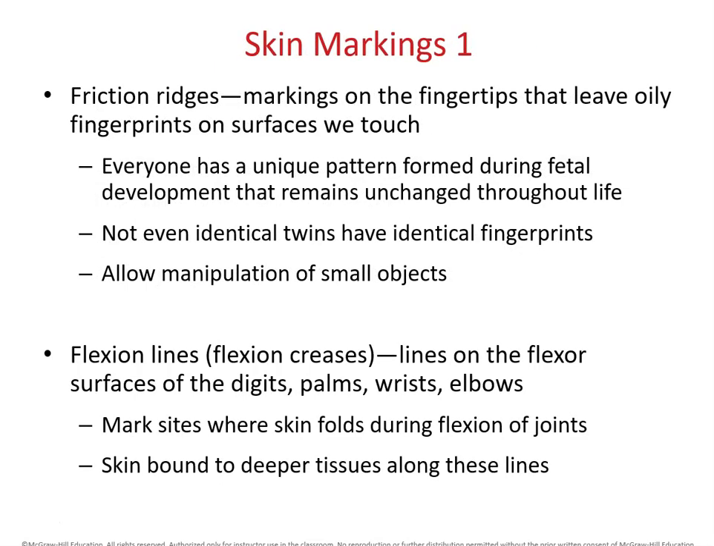Okay, so now we're going on to some different skin markings. Your fingertips, the technical name for that is friction ridges. Even identical twins have unique fingerprints. These unique patterns start to develop fairly early in pregnancy, and then they are stable throughout the person's entire life.